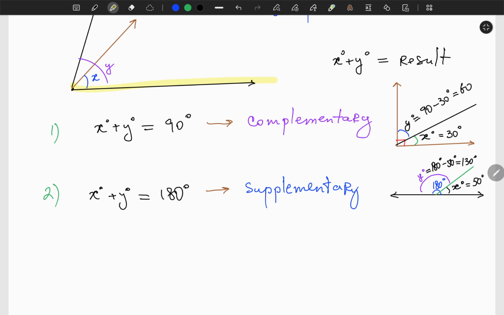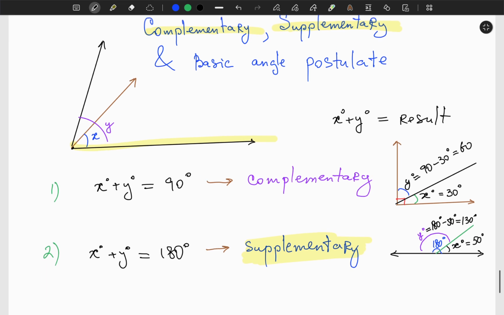Supplementary angles are pretty useful for proving some other theorems. These two things are very useful in geometry, and also in trigonometry, especially complementary, and sometimes supplementary as well. But supplementary we're going to use for proving some basic stuff.